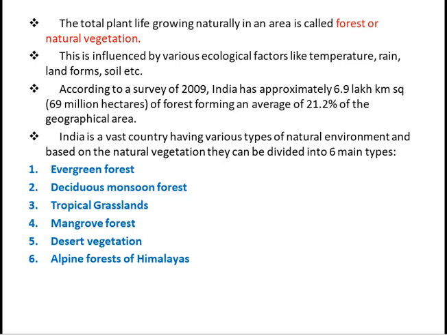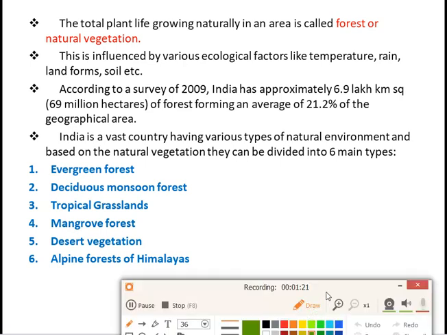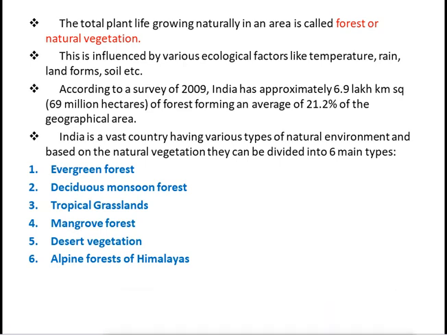So let's start with the introduction first. The first point which is written over there is that the total plant life growing naturally in an area is called forest or natural vegetation. What do you understand by natural forest or natural vegetation? Natural vegetation means the plants which are growing naturally, which is given to us by the nature. We are not growing them, but they are gifted to us by the nature. The total plant life which is growing naturally in a particular area is called forest or natural vegetation.